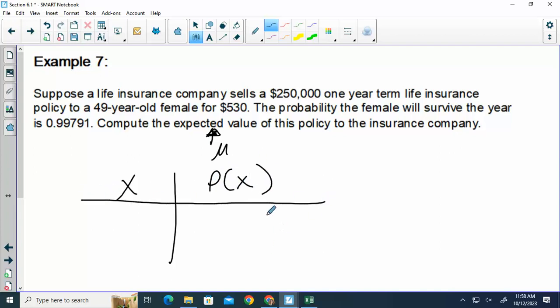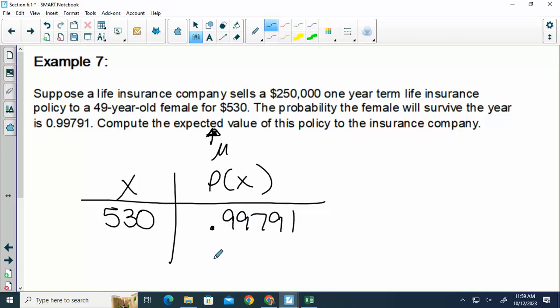Alright. My two options would be either she survives and they don't pay her, or she dies and they have to pay, right? So if she survives the year, does the insurance company make money or lose money? If she lives, they make money. It's life insurance. They only pay if she dies. So if she doesn't die, they get to keep their money, right? How much money did she pay them? So they would expect to have $530 if she lives. What's the probability that that happens?